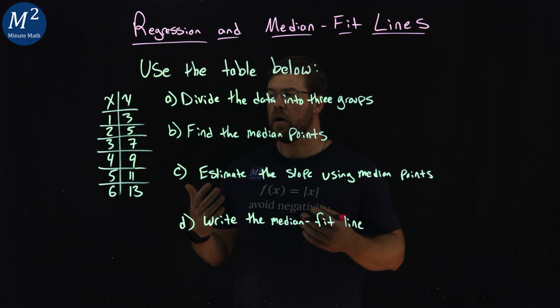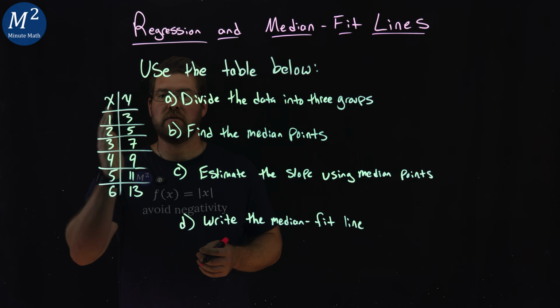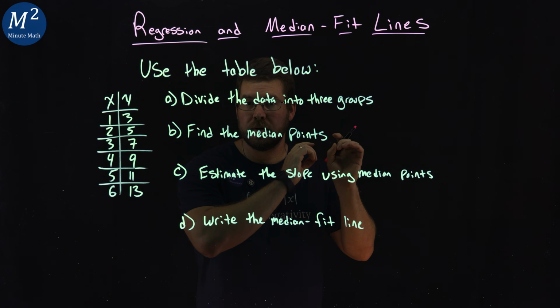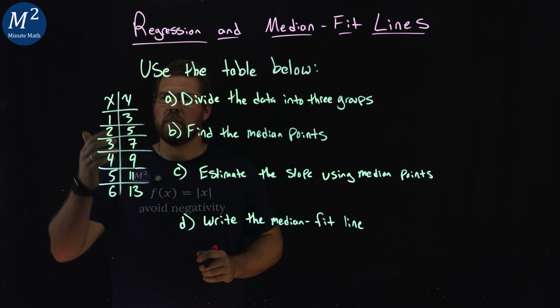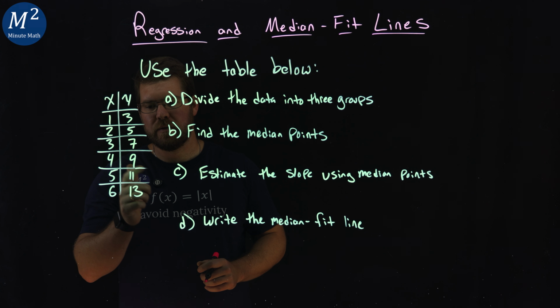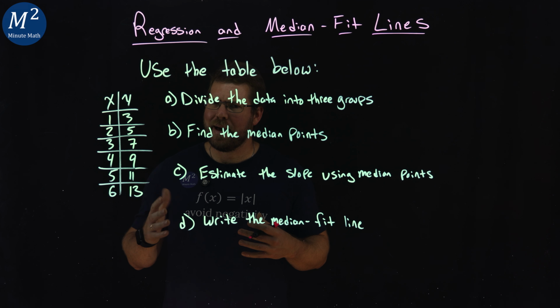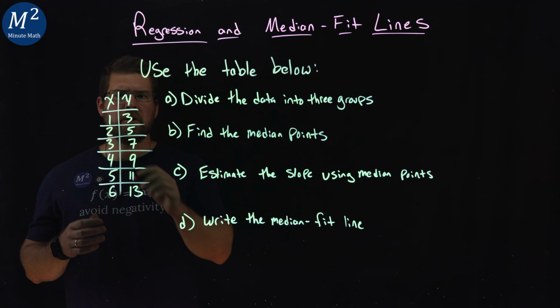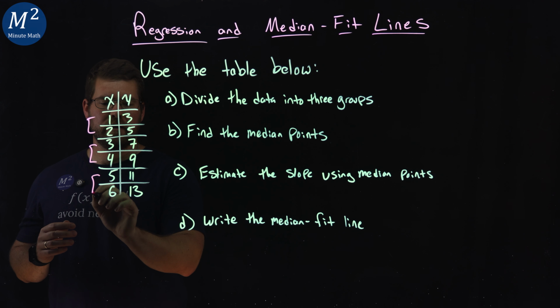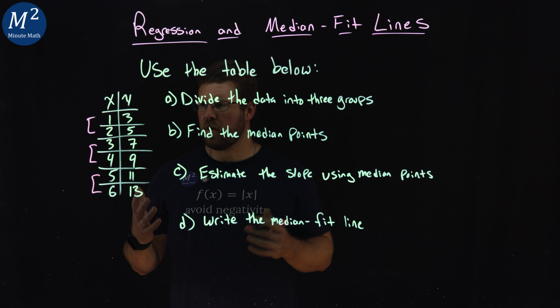Use the table below. We have our table here of x and y values. We want to first divide this table into 3 groups. So if I'm looking at it here, I have 1, 3, 2, 5, 3, 7, 4, 9, 5, 11, 6, 13. There's like a pattern here. I'm going to divide it into 3 groups: 1 and 2 together, 3 and 4 together, and 5 and 6. So there's our 3 groups.